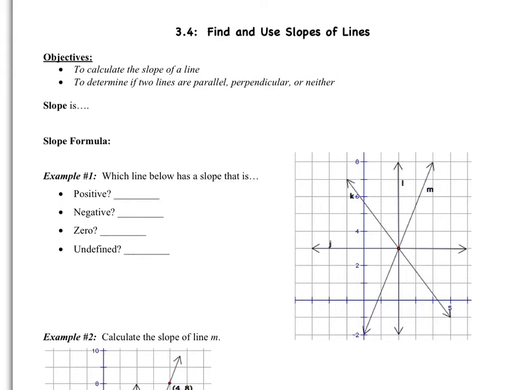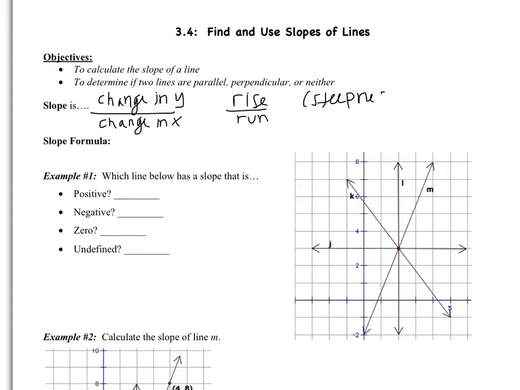So the first thing that I want to talk about is what is slope. Well, slope is the ratio of the change in y over the change in x. You probably learned it as rise over run, and it's the measure of the steepness of a line. Okay, slope formula. Well, first the symbol for slope is m, and then the formula is y2 subtract y1 over x2 minus x1.